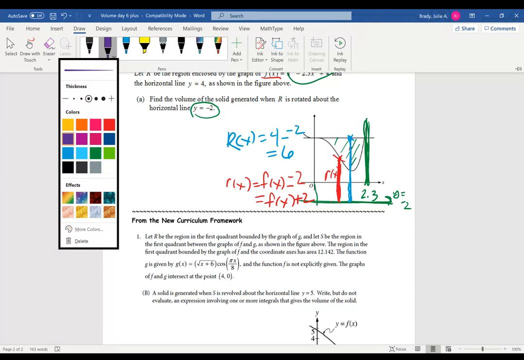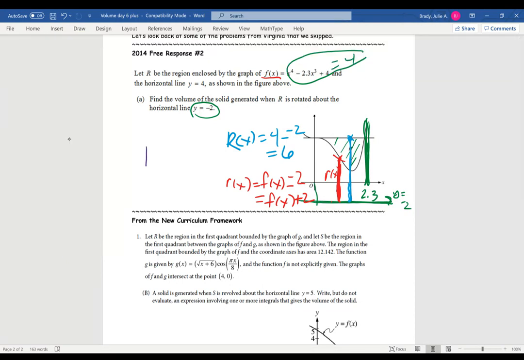We know we're going to have to take big R squared minus little r squared. We know we're going to need a pi, but we're going to factor that out because it's going to be easier. We're going to integrate. And where are we integrating from? We're starting at 0 and we're going to 2.3.